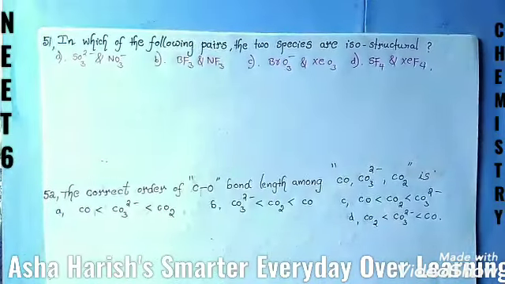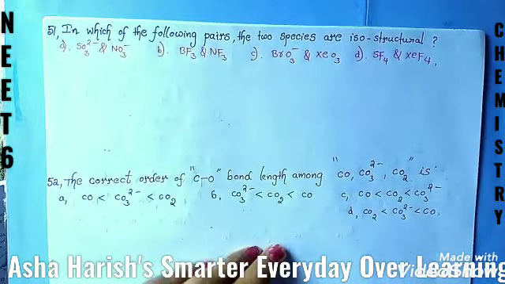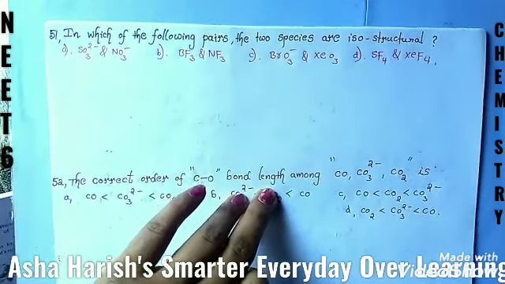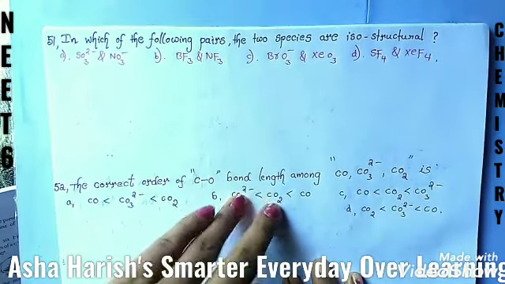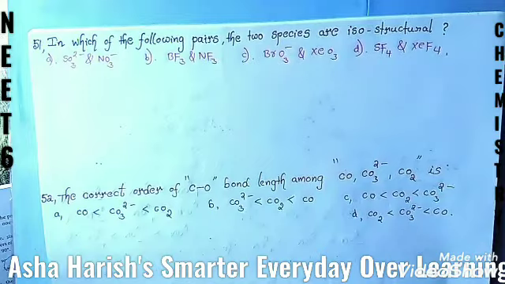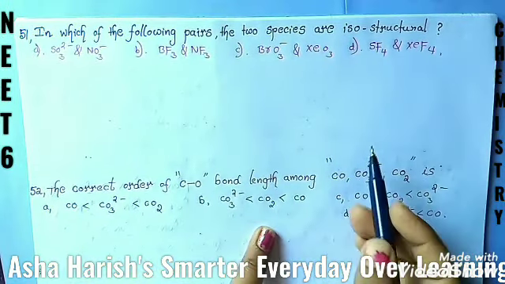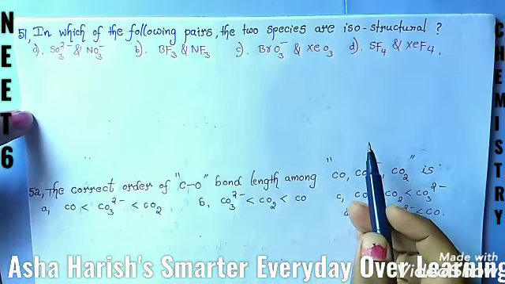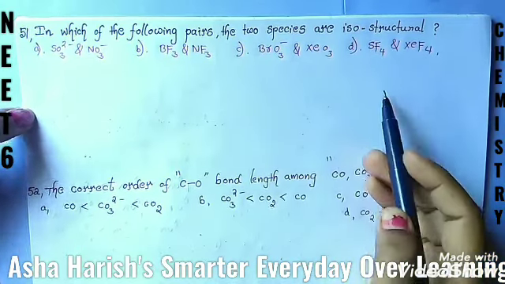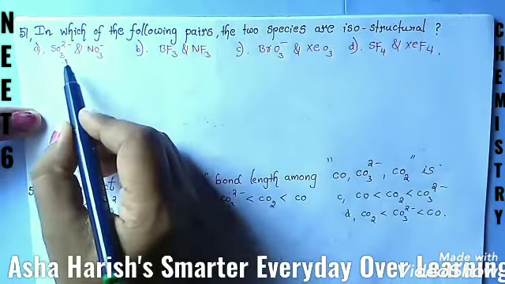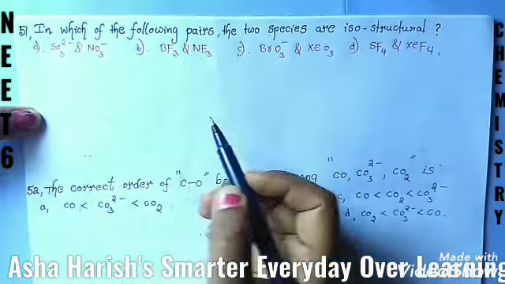Okay, let's start today's session with the question based upon isostructural series. Let's see the question: in which of the following pairs are the two species isostructural? Okay students, let's see one by one, option wise, which one is the correct one. We have to do this for all of these options. Let's see the first one, SO3 2- and NO3-.